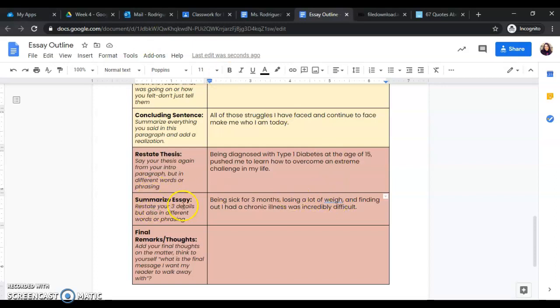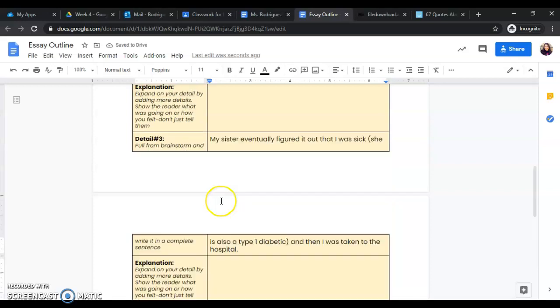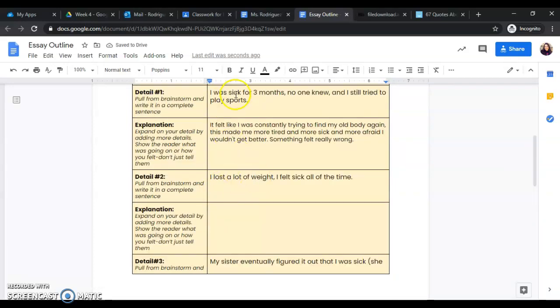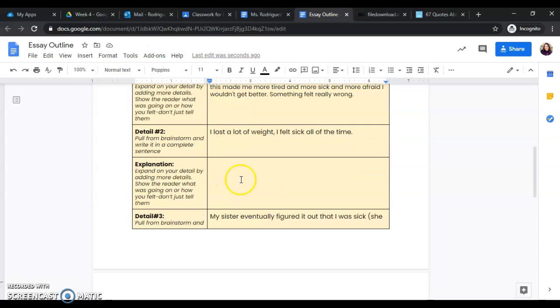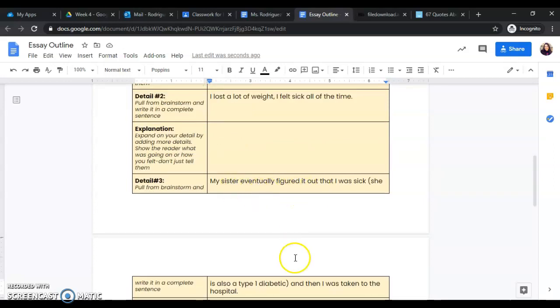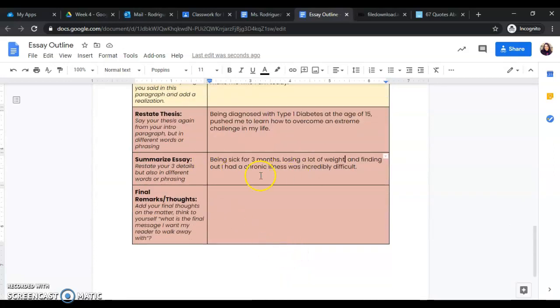So what I did was I restated my 3 details, which were: I was sick for 3 months, I lost a lot of weight, my sister eventually found out, and then I was diagnosed. So I just restated that: being sick for 3 months, losing a lot of weight, and finding out I had a chronic illness was incredibly difficult. And then your last part of your conclusion is any final remarks or thoughts about this entire thing.